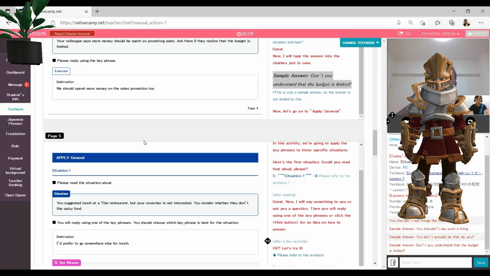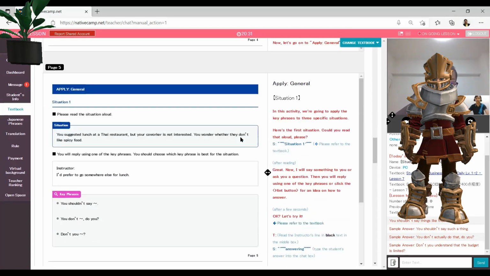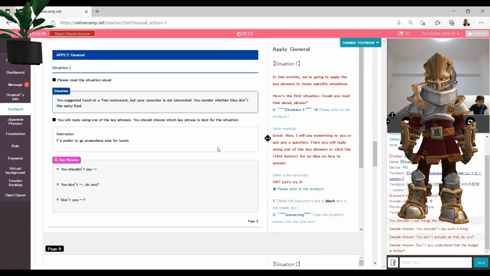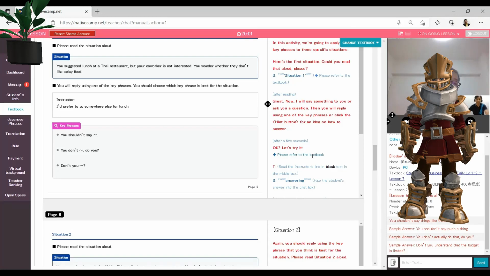In this activity, we're going to apply key phrases to three specific situations. Here's the first situation. Could you please read it one more time? You suggested lunch at a Thai restaurant, but your coworker is not interested. You wonder whether they don't like spicy food. Okay, that's great. I will say something to you or ask you a question. Then you're going to reply using one of the key phrases. Okay, so let's try. I'd prefer to go somewhere else for lunch.